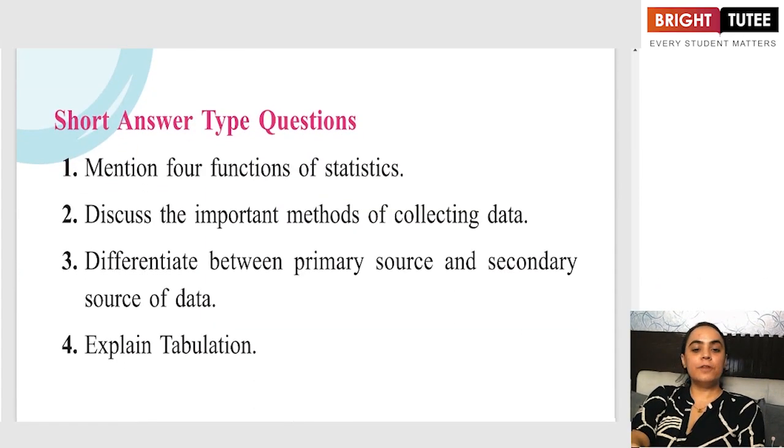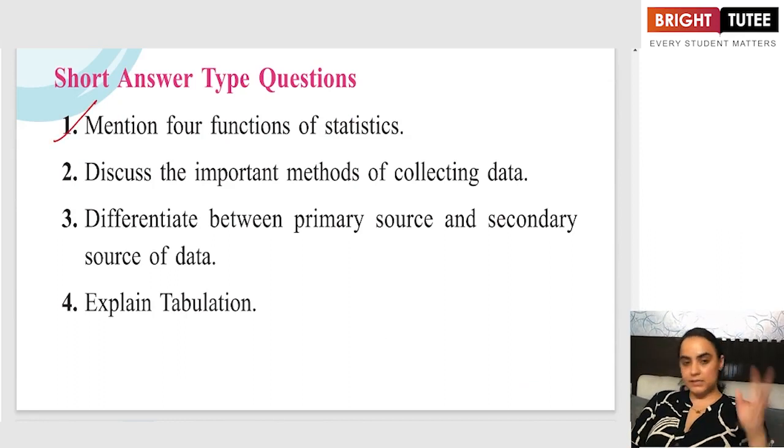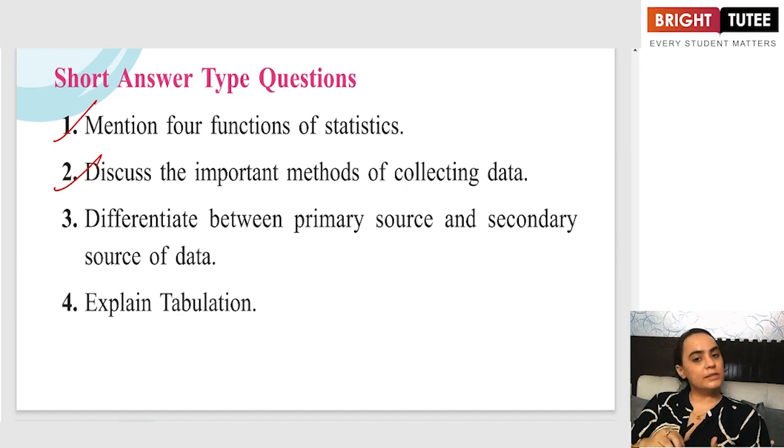Next is the functions of statistics. Again, we've learned a lot of functions of statistics. You have to write only 4. The methods of collecting data: the direct interview, indirect personal interview, the correspondence, mail questionnaires, you have to describe them. First, you will write primary source, secondary source. What is primary source? What is secondary source? Then the methods of collection.